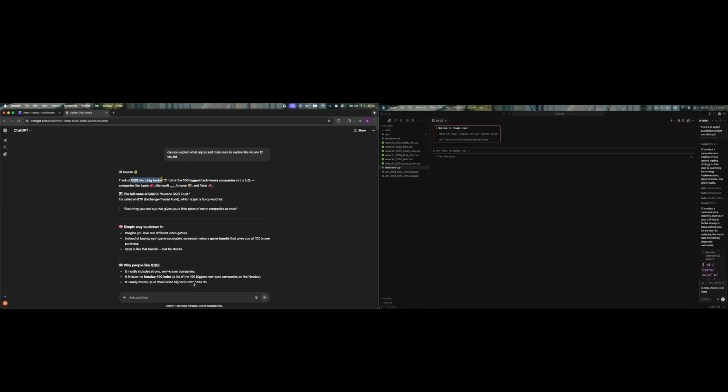So remember, QQQ is like a big basket of the 100 biggest tech companies in the US, like Apple, Microsoft, Amazon, Tesla, Nvidia, Palantir. There are multiple examples of the companies that are in QQQ. The full name of QQQ is Invesco QQQ Trust. It is an ETF, which is an exchange traded fund. It's just a fancy way of saying you can buy many pieces of company at once.